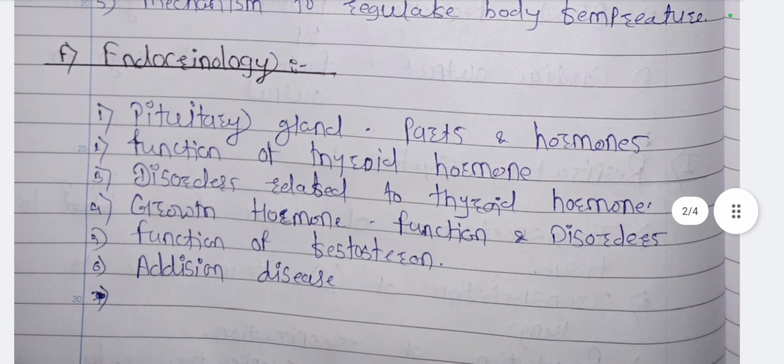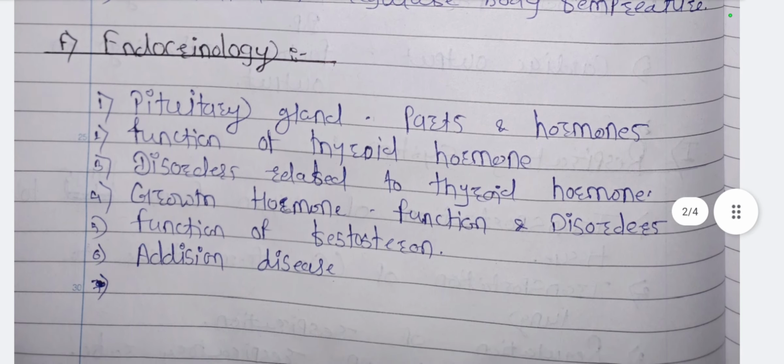Then another one is endocrinology. In this, important topics are pituitary gland, parts of the pituitary gland, and hormones of the anterior pituitary and posterior pituitary. Then function of the thyroid hormones, disorders related to the thyroid hormone, that means excessive secretion of hormone and its deficiencies. Then growth hormone, its function and disorders.